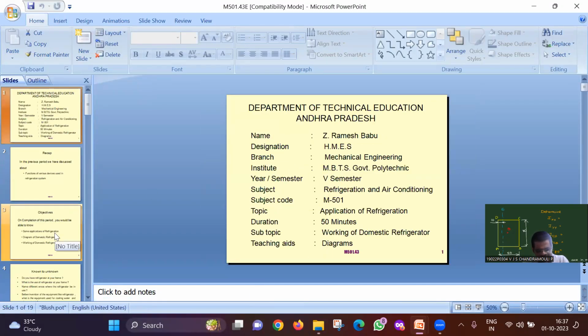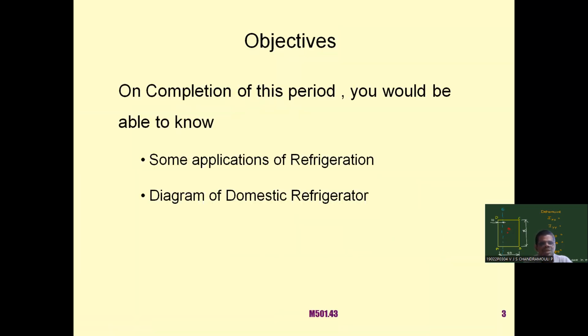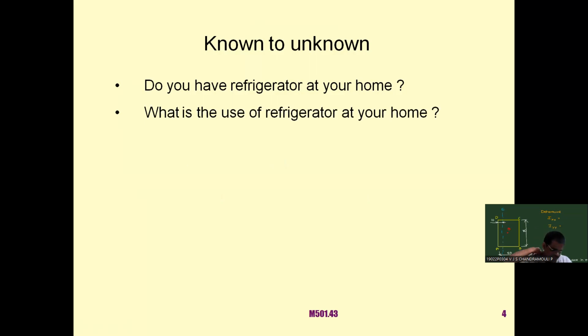So applications means where we use this vapor compression system. There are different applications. Let me show you one by one. I think all of you have refrigerators or fridges at your home. So what is the use of your fridge at home? It is used to store food products, fruits, milk, meat, whatever the commodities are.